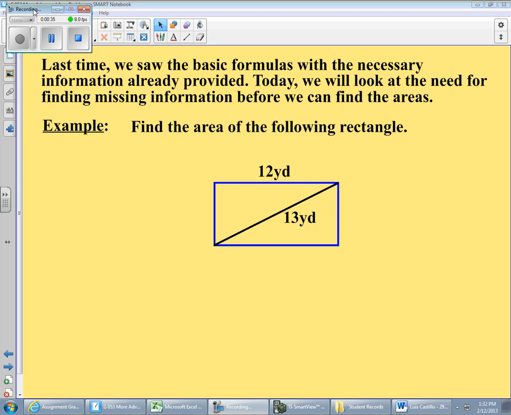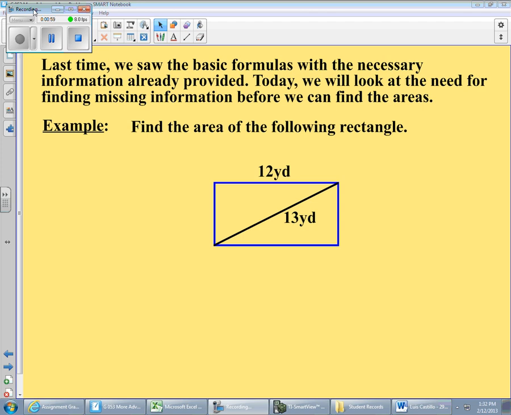Okay, and as you can probably suspect, most of the problems, if you're dealing with area, are not going to provide you with everything that you need. You're going to have to solve one problem so you can then take that information and plug it into the area formula. And in some cases, you may have to actually solve for a couple of different things before you can plug in. Okay, so let's look at some more realistic type questions today.